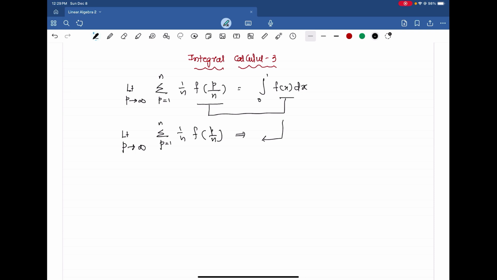The important series are, one is e to the power of x. What is the value of e to the power of x?